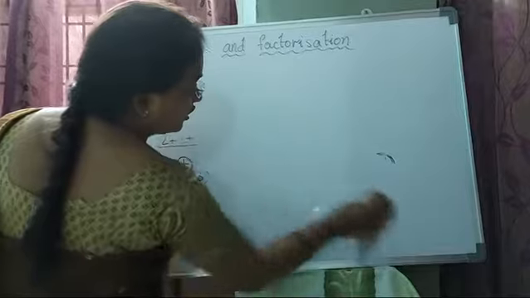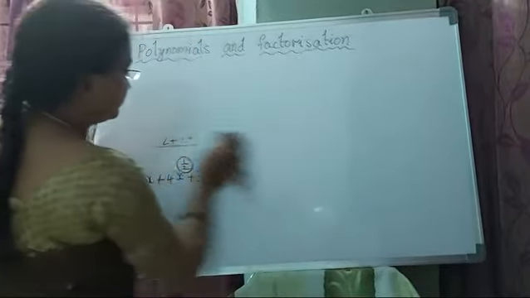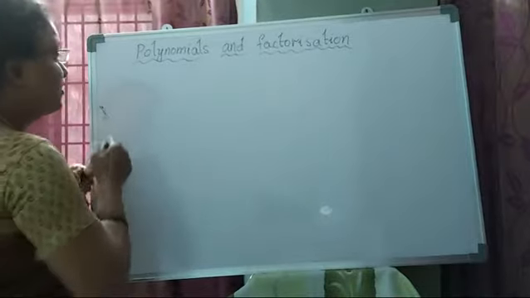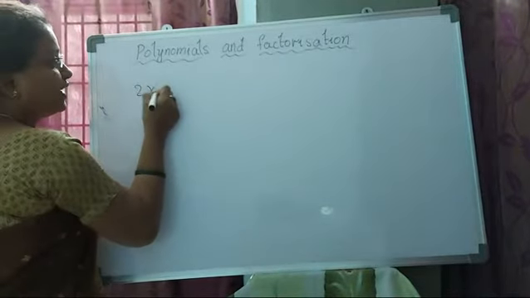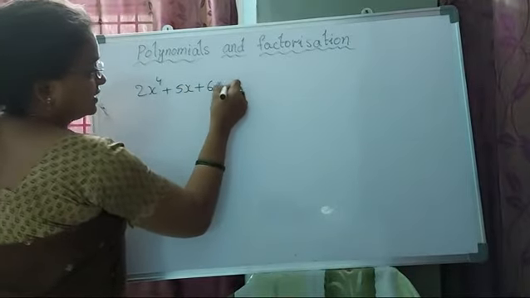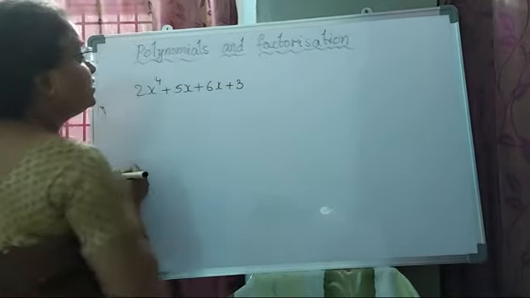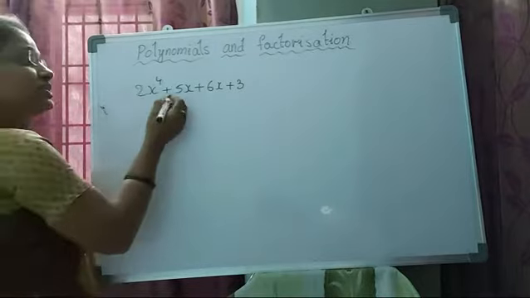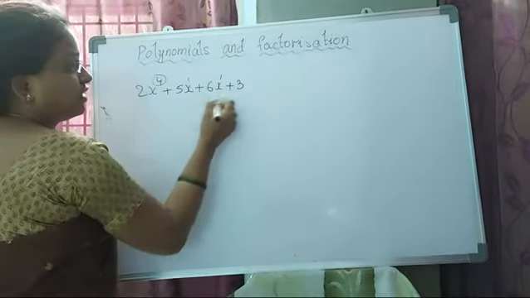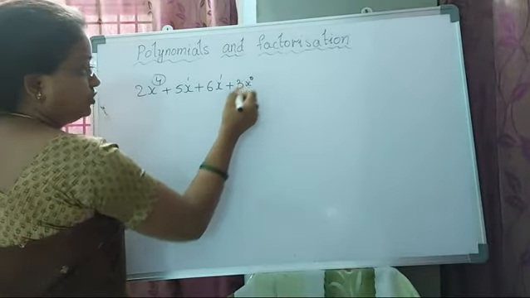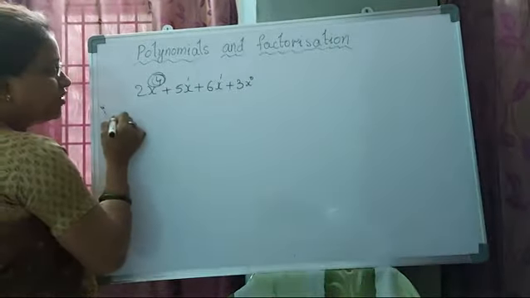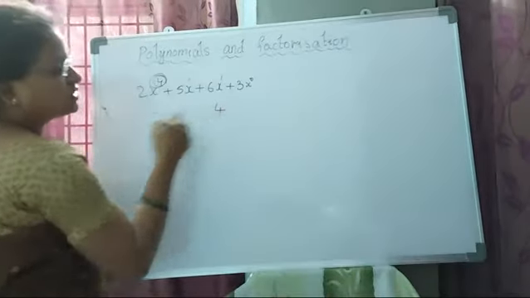Now in polynomials, how to find out the degree of the polynomial? For example, 2x power 4 plus 5x plus 6x plus 3. What is the degree? Highest degree. This is 4. It is having x power 1, and this one, x power 0. So leave it. The highest power is 4. The degree of this particular polynomial is 4.